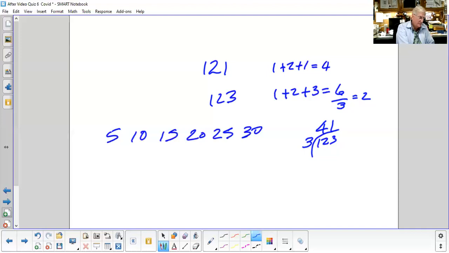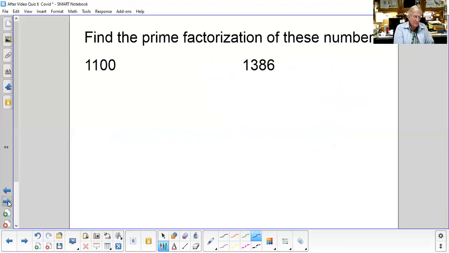Okay, now let's go on. We'll come back and talk about those divisibility rules again. Probably I'll wait until the next class to do that. It says here, find the prime factorization of these numbers. What the heck is the prime factorization of a number? Okay, well, let's start very easily here.